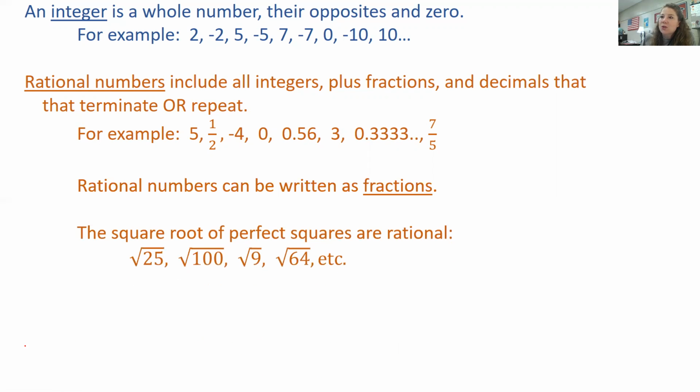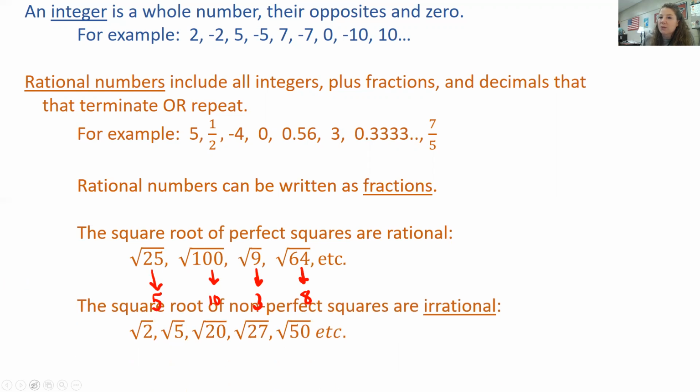So if you have the square root of a perfect square, those are rational numbers because you would end up getting a whole number. The square root of 25 is 5, which is an integer and a rational number. Square root of 100 is 10. Square root of 9 is 3. So these are all rational numbers. However, if you end up with the square root of a non-perfect square, and I'll show you a list of perfect squares and perfect cubes in a few minutes, those are all irrational.